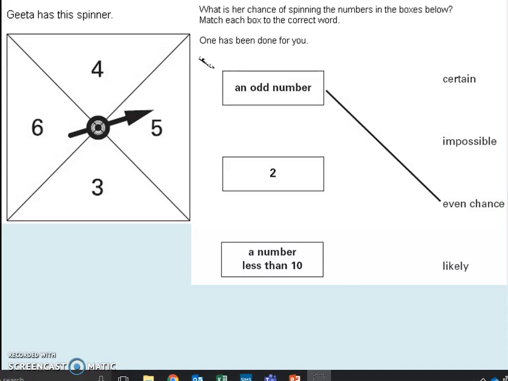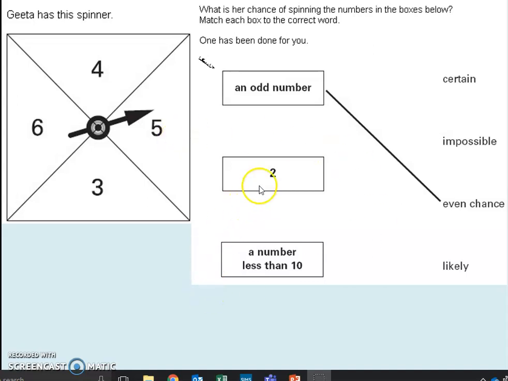2 out of 4 is how much? 1 over 2 when you simplify the fraction. 1 by 2 is 0.5, or if you represent it as a percentage, you will get 50%. So if something is 50% probable to occur, we call it an even chance. That means 50% it can occur and 50% it may not occur. So it is even chance.